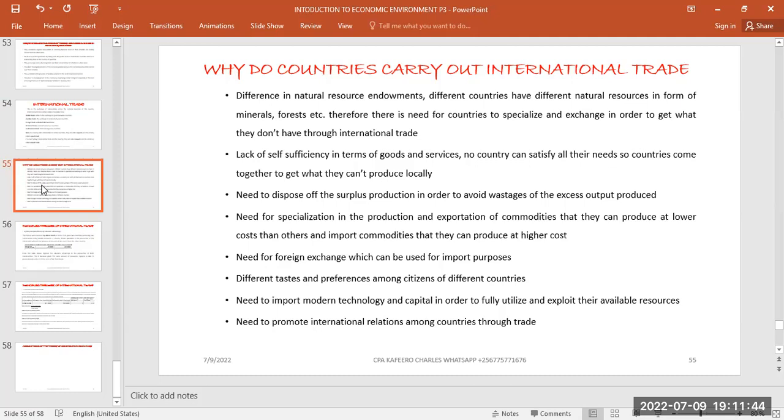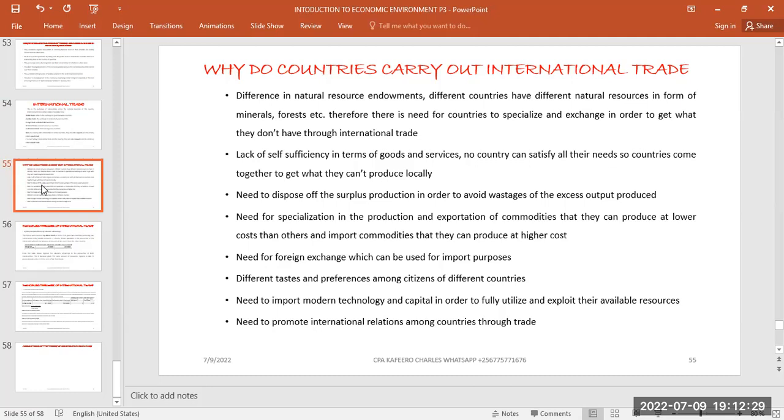Then the second last, we can talk about the need to import modern technologies. What happens is that some countries have the resources, but they lack the capacity to exploit those resources. So they engage in international trade so that they can import what they can use to exploit the natural resources that they have. They can be in the form of machines, skilled personnel, capital and all of that. So there is a need for international trade in order to get the modern technology that can be used to exploit the available resources.